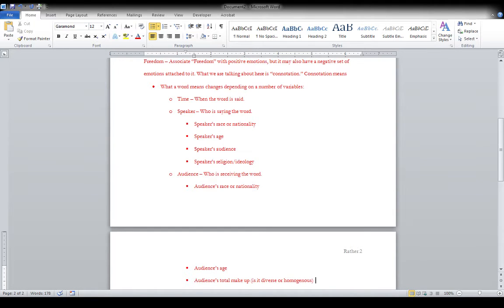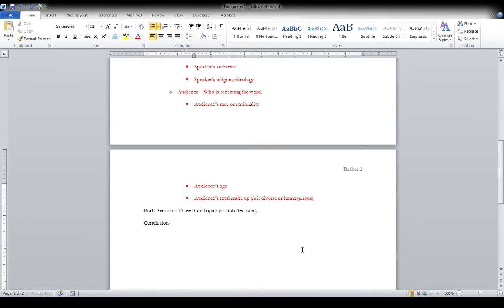Okay. So in this case, sometimes we act differently depending on whether we're in an audience made up of people who are similar to us or an audience that is different than us. So the way we interpret words sometimes changes depending on the audience, the people within the audience within which we exist.